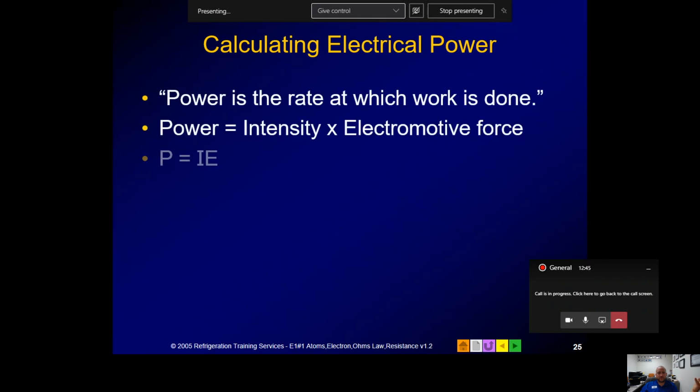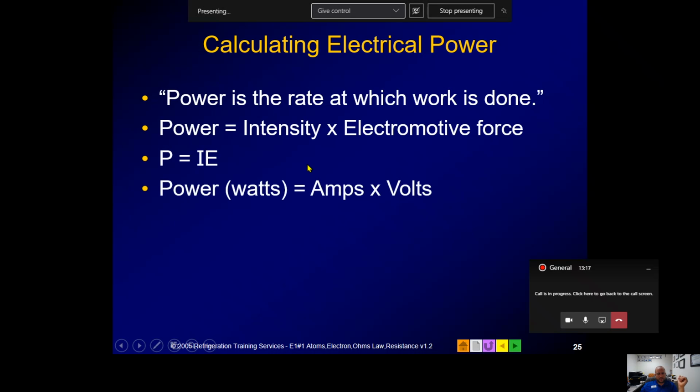Calculating power. Power is the rate at which we're doing work. So we're applying voltage through resistance to do some sort of electrical work. Power is the rate at which we do the work. Amperage is the intensity at which the work is done, how hard it's working. The basic formula for power is P equals I times E, which is pi, I'll remember it that way, which is power equals amps times volts.